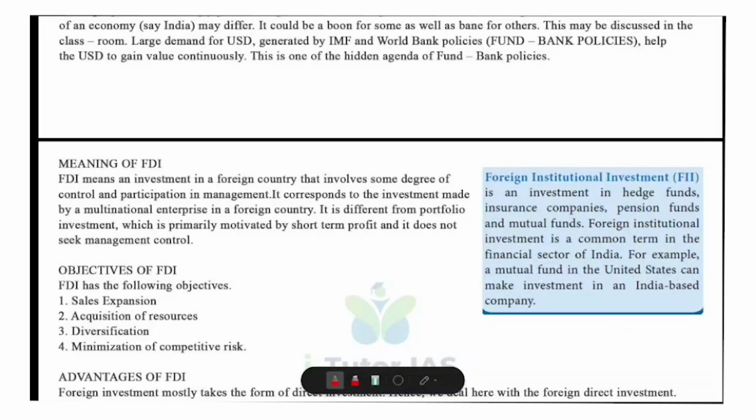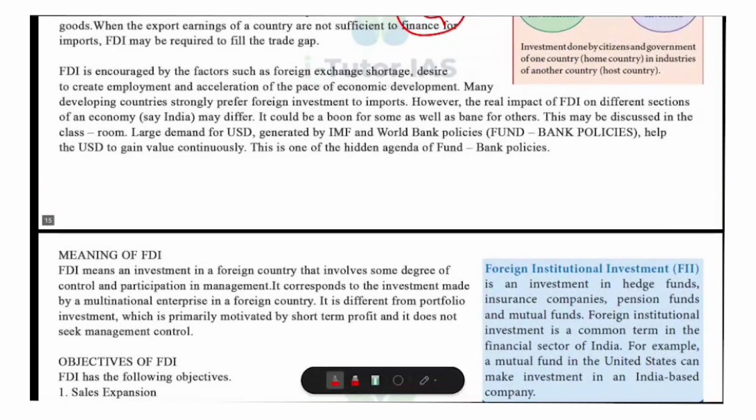Okay. Then there is also hidden agenda for fund bank policies. Policies of institutions like IMF and World Bank often create high demand for US dollars, which strengthen the US dollar. This can indirectly affect developing countries' trade and debt. So it is an advanced point for discussion about global economic influence of major financial institutions. You can read about it in standard books.